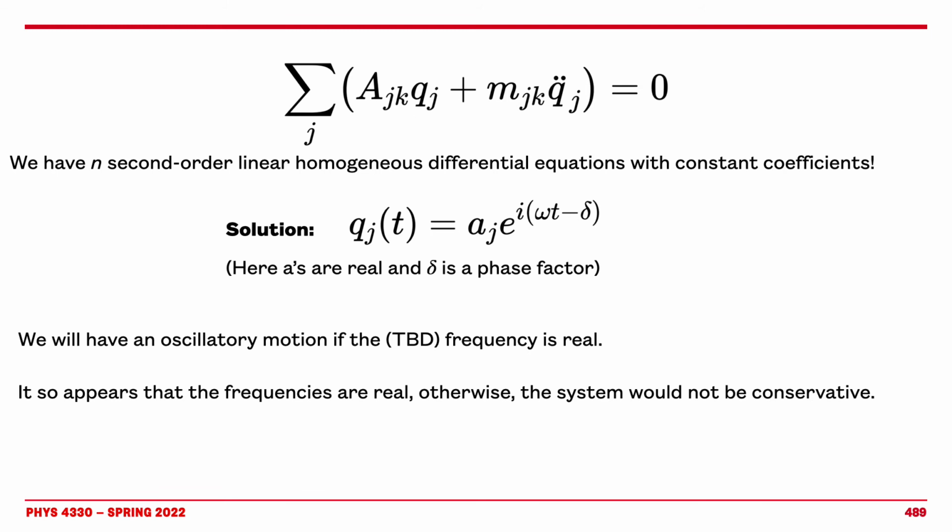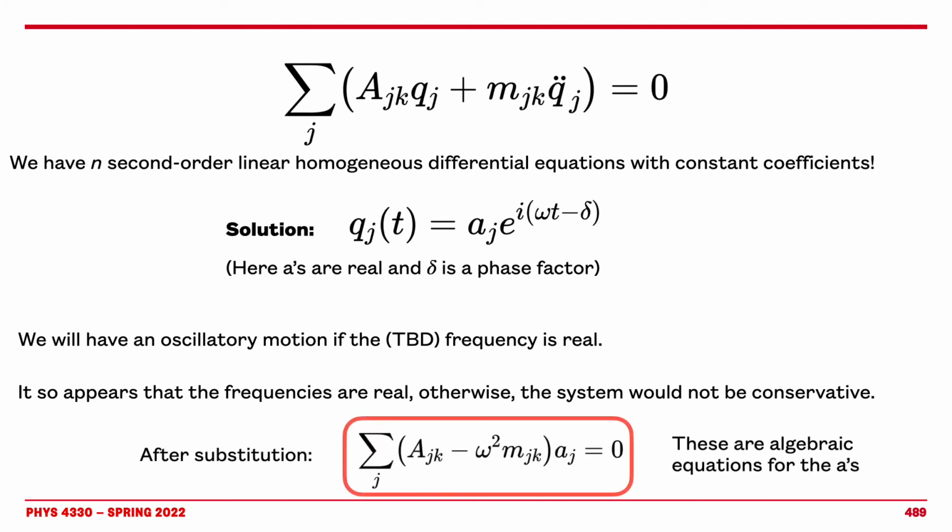Therefore, we do know that the frequency will be real. But again, we are going to inject this oscillatory solution into the differential equation. As a result, we obtain equations that look very similar to before, but the difference now is that these equations are actually algebraic, algebraic equations for the A_j.